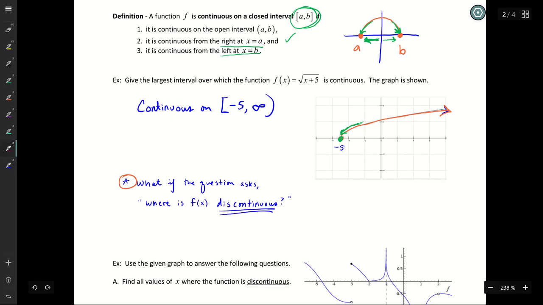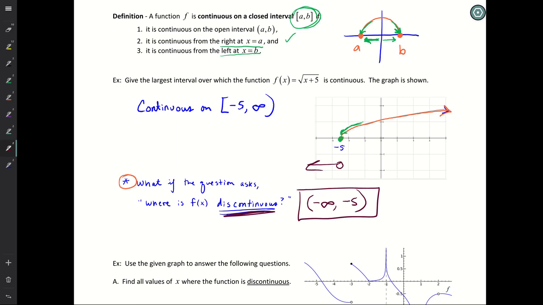Well, if we've already answered where is it continuous, then it's discontinuous everywhere else. So we can say, you know, from -5 on out that direction, it would be discontinuous. Because it's continuous at -5, we wouldn't want to include the -5. And so on here, we would say -infinity to -5. We'd use a parenthesis there to leave the -5 out. And then that's going to be the area where it's discontinuous. So be prepared either in homework, on quizzes, on exams to answer either one of those 2 questions.